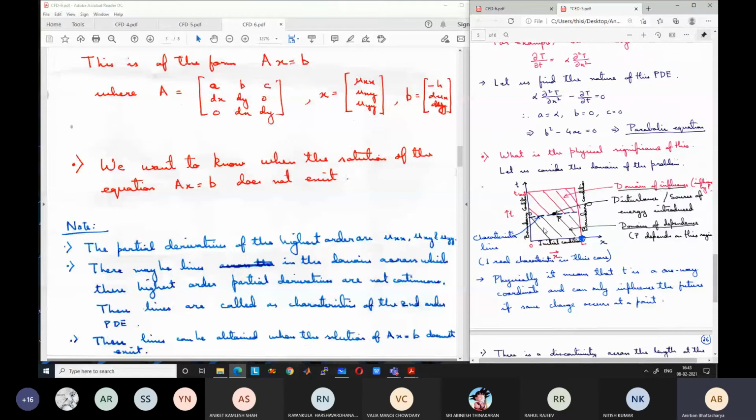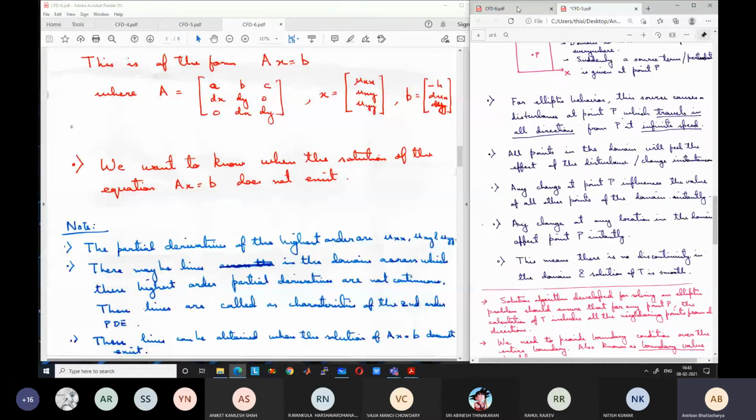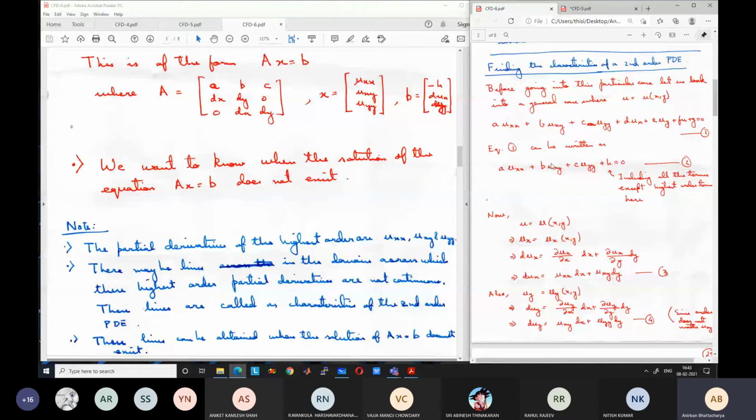Because there is a jump, we want to find a situation where the jump occurs, the region where the jump occurs. How will we find that? If we can find the location where the solution does not exist, then we will find the locus of all these points, which we can join together and call a characteristic.